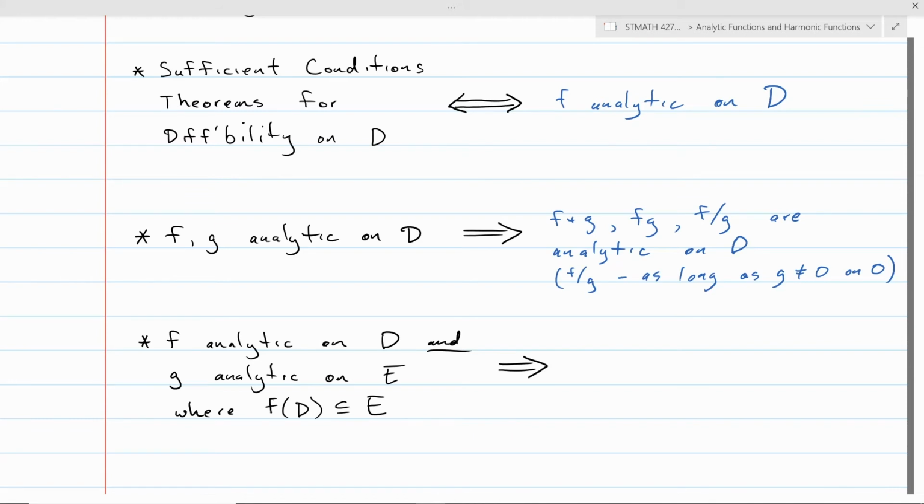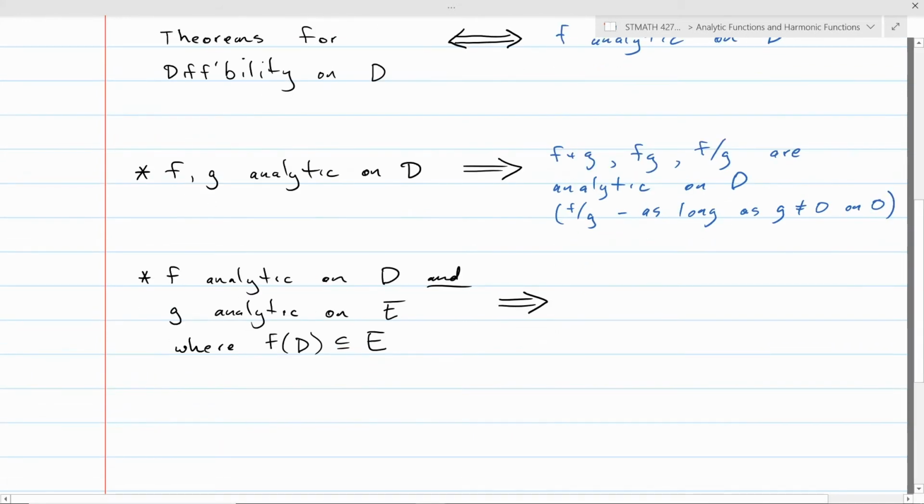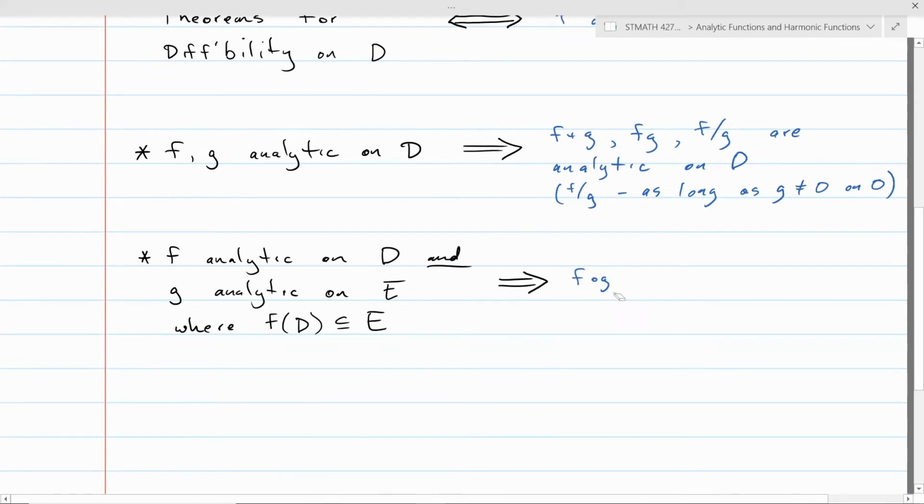They're analytic on D. And then the last one is just saying, hey, if f is analytic on a domain D and g is analytic on some set E where the image of D lies inside of E, then we can use the chain rule. And it tells us that the composition is differentiable on the set D. So here this would tell us that g composed with f, the other way around, g composed with f is differentiable, or is analytic, on D.